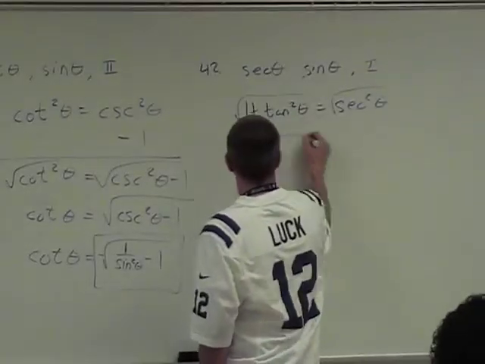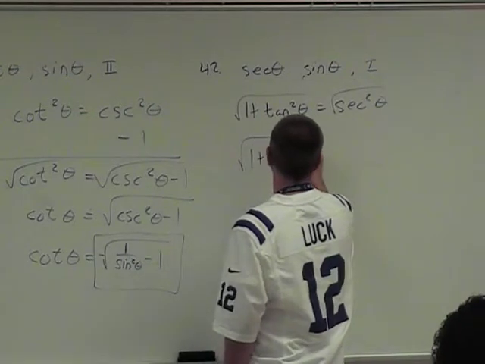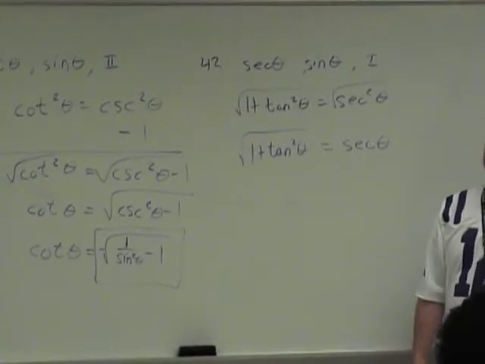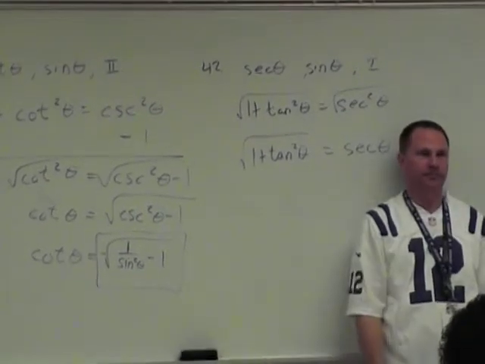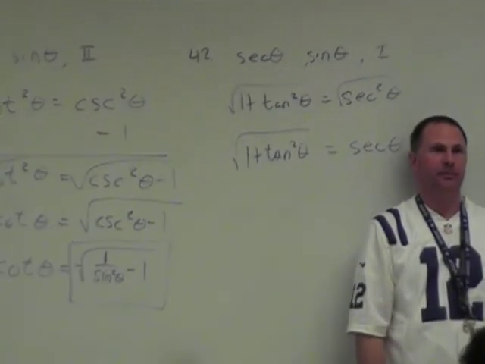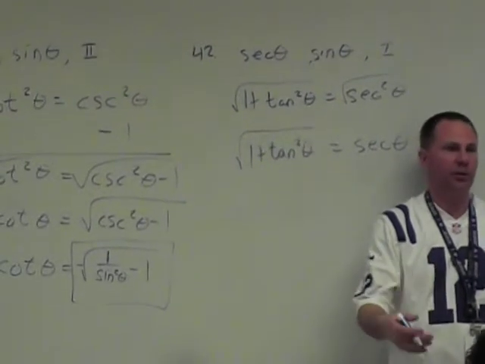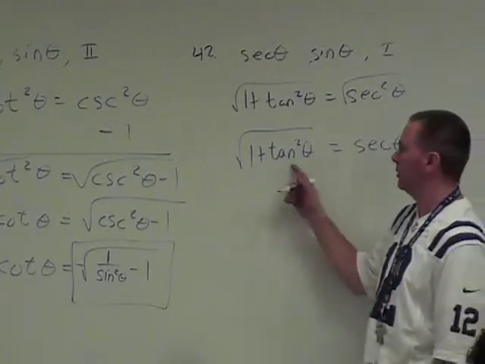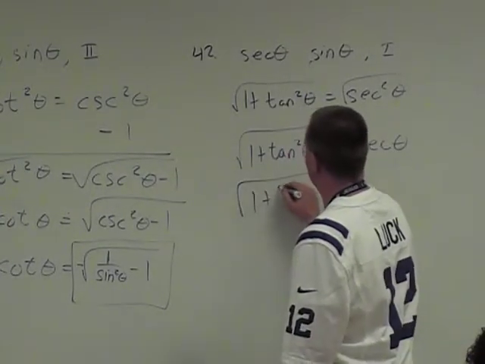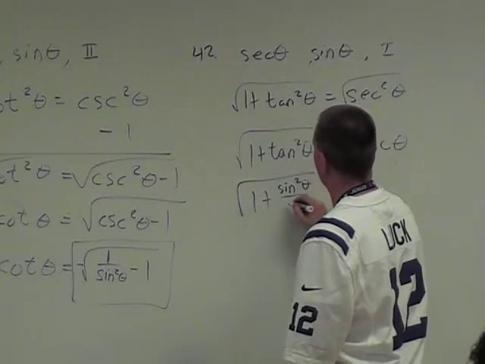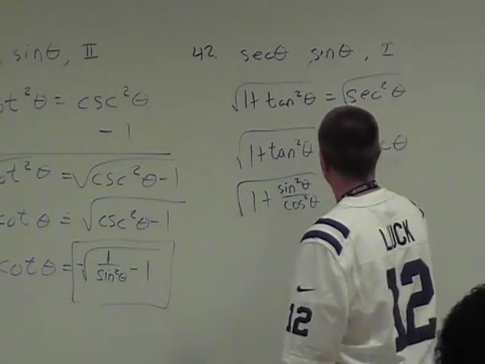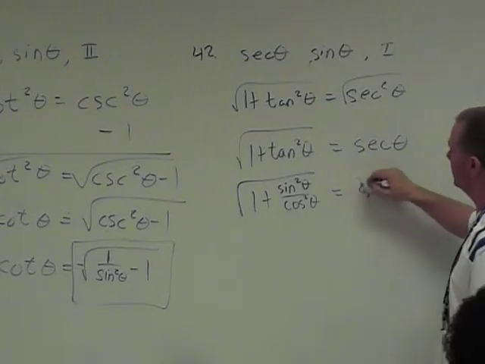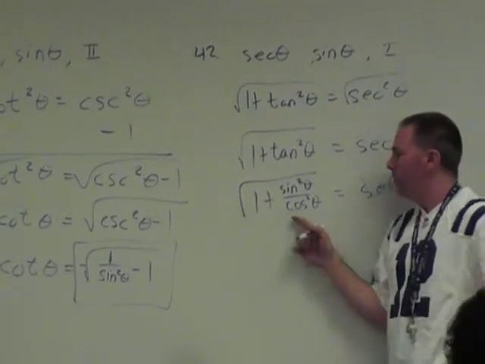Alright, so now, 1 plus the tangent squared of theta. What do you know about tangent in terms of the trig functions? Sine squared over cosine squared. So really we have 1 plus the sine squared theta over cosine squared theta equals. Alright, so now that we have the secant, we can just deal with this part right here.